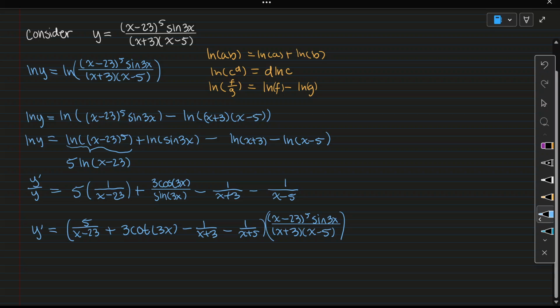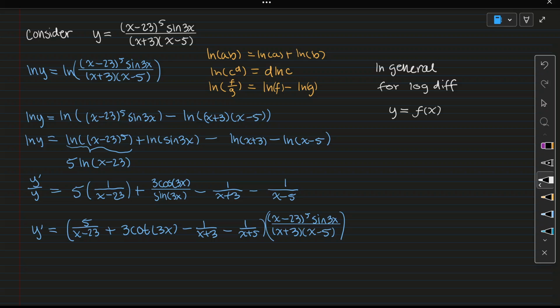So I wanted to outline next the general steps for what we're doing here with logarithmic differentiation. The first thing we have is that in general, for log diff, we have y given as a function f of x, and f of x we either can't or don't want to differentiate by usual means. So we instead do logarithmic differentiation.